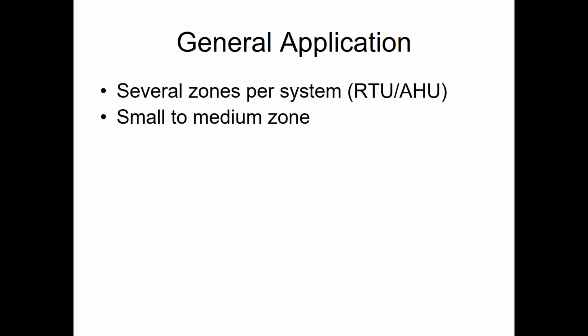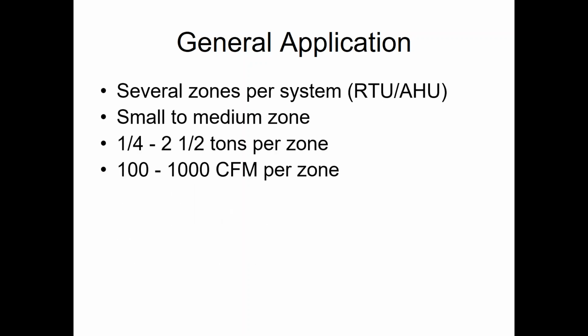Not very large systems, but very large for a fan coil. The zones themselves are going to be fairly small to medium size. But what the hell is small to medium size? We're basically talking about stuff that's at the low end, a really small zone, 100 CFM, and on the big end, probably up to 1,000 CFM.